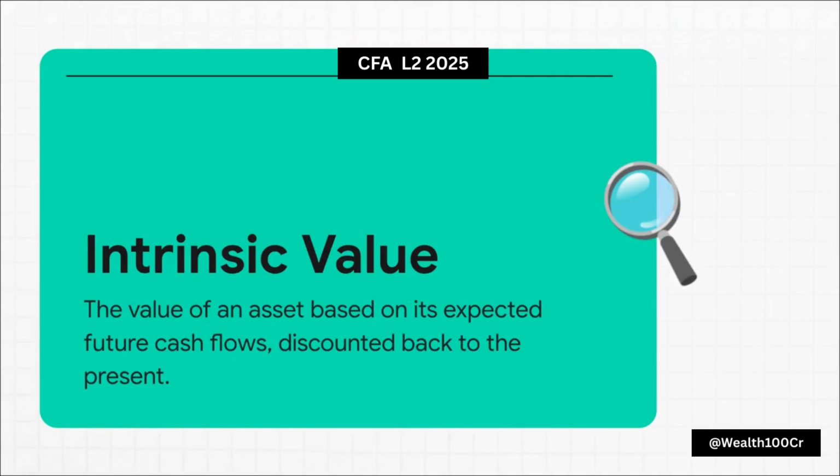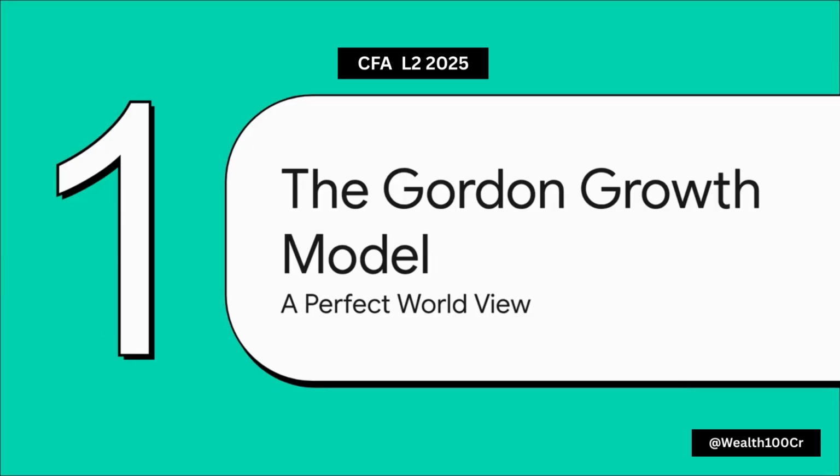And this right here is the bedrock of everything we're going to talk about. It's not the stock price. It's not what the headlines say. It's the present value of all the cash that company is ever expected to spin off in the future. That's it. So, how do we actually start calculating this thing?